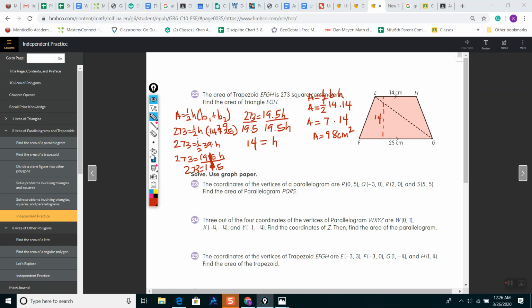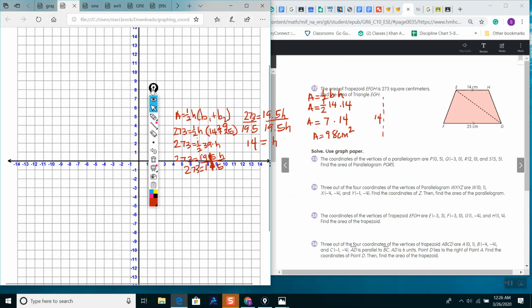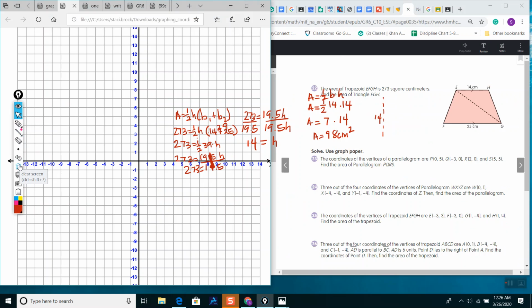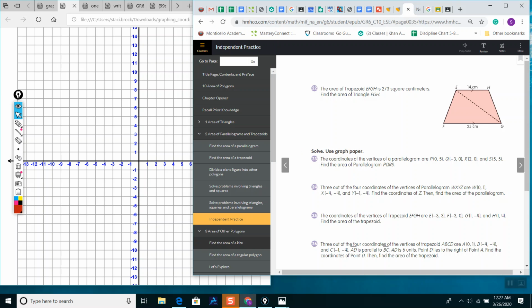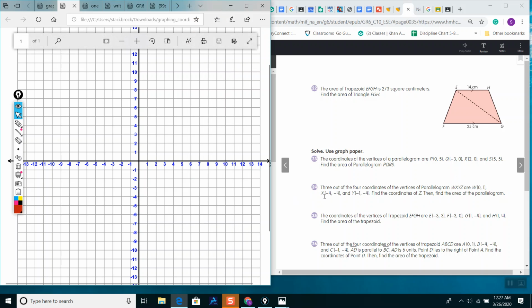Okay, for this next part we need a coordinate grid here. So I'm going to minimize this so we can see the coordinate grid over here. Okay, number 24. Three out of four points of the vertices of a parallelogram, W, X, Y, and Z, are W at 0, 1, X at -4, -4, and Y at -1, -4. Find the coordinates for Z, then find the area of the parallelogram.